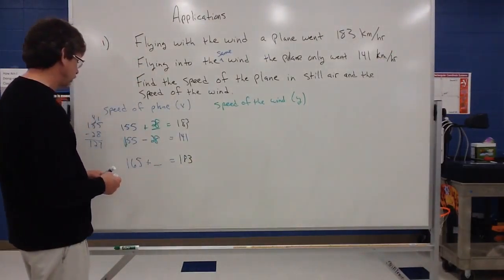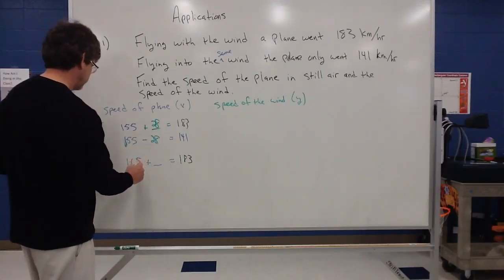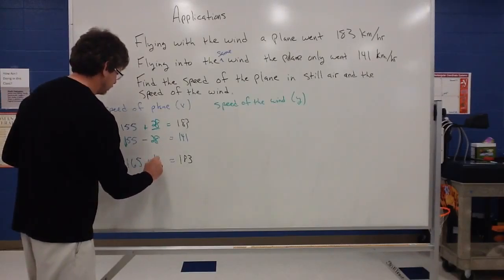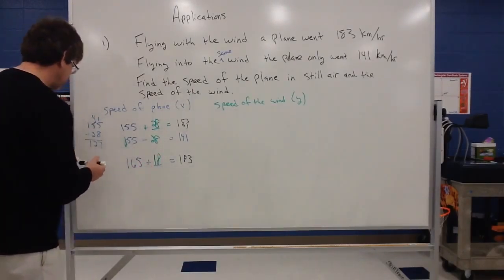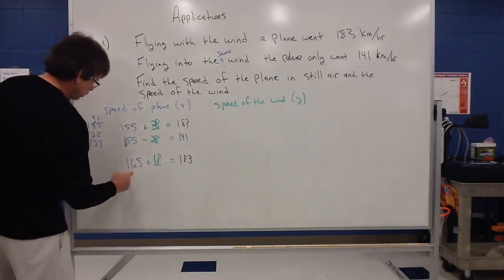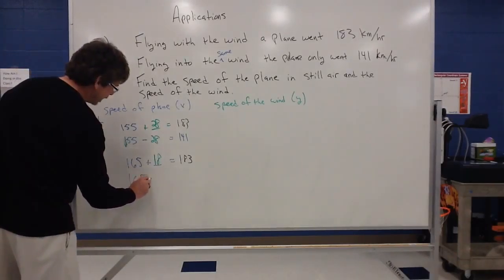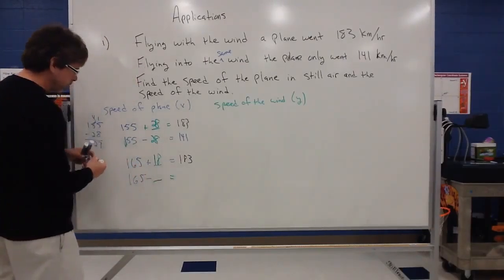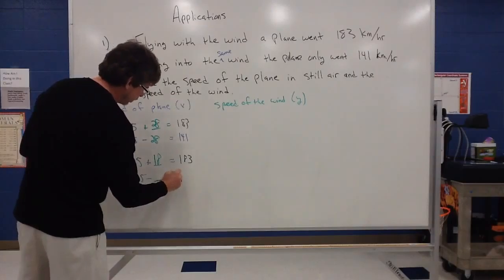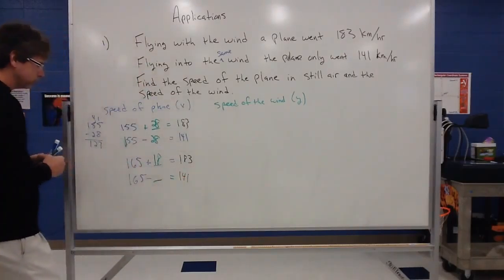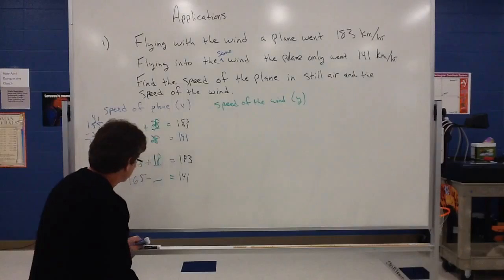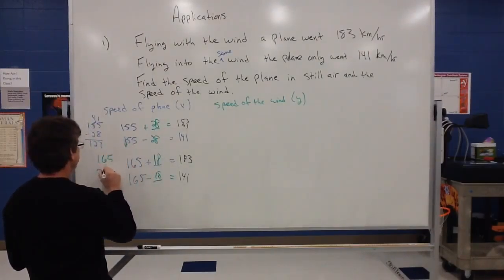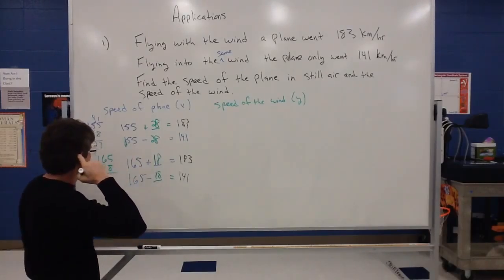165 plus what's going to give me 183? Is that going to be like 18? Yeah, that'd be 18, wouldn't it? Now the question is, 165 minus the wind speed has to get me back to that 141. So I have to do 165 minus 18. I'm not seeing 141 there.